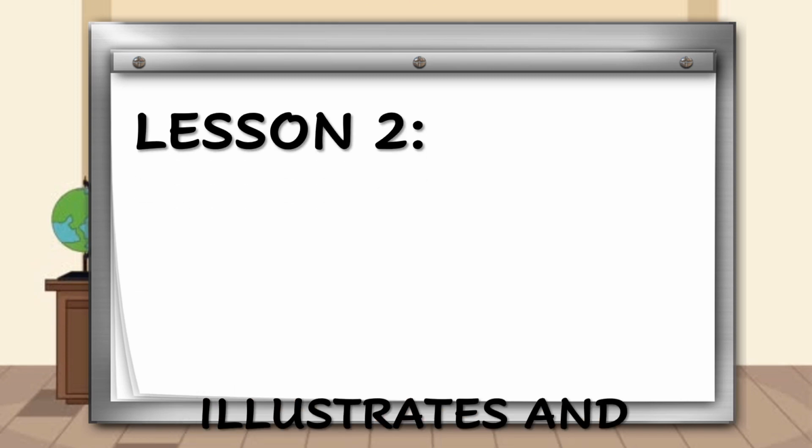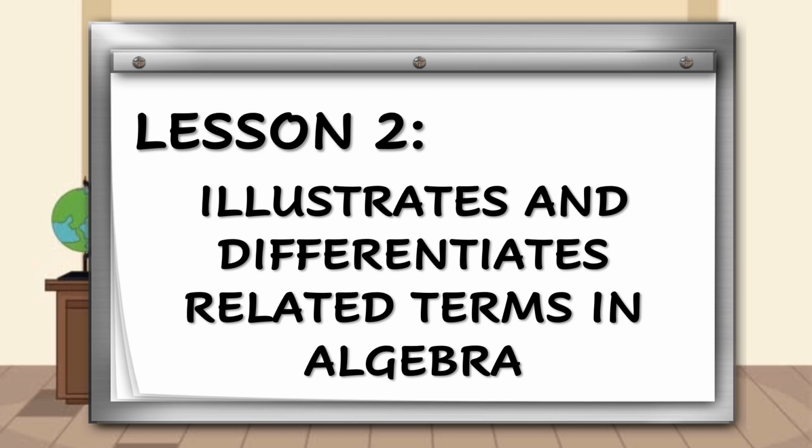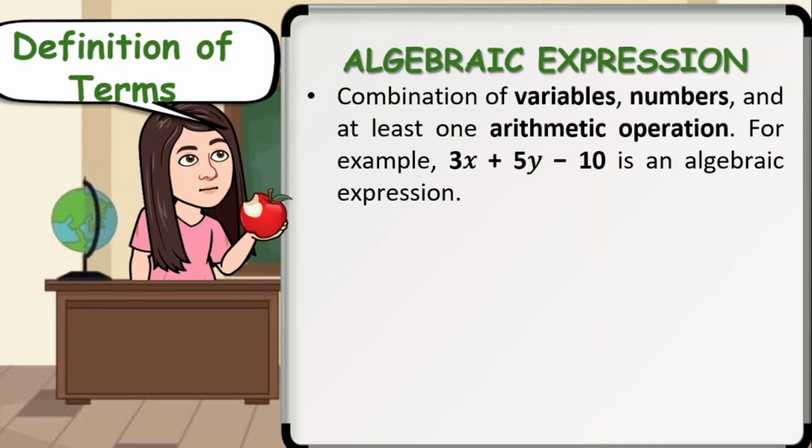For the second part of our discussion today, we will illustrate and differentiate related terms in algebra. Let's start with algebraic expression. It is the combination of variables, numbers, and at least one arithmetic operation. For example, 3x plus 5y minus 10 is an algebraic expression.